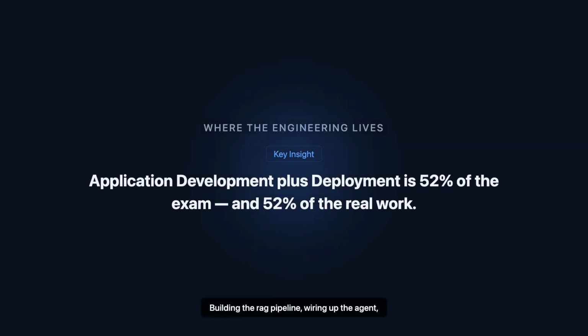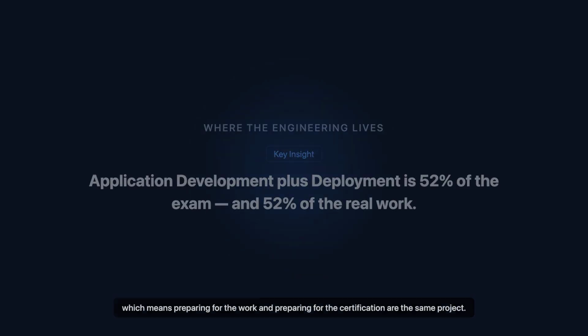Building the RAG pipeline, wiring up the agent, and getting it deployed behind a governed endpoint is 52% of what a Databricks generative AI engineer does day to day. That's more than half of the real work, the design choices, the integration glue, the deployment topology. This course weights those topics in exactly the same proportion, so you spend the most time practicing where the stakes are highest. The exam happens to follow the same 52% split, which means preparing for the work and preparing for the certification are the same project.